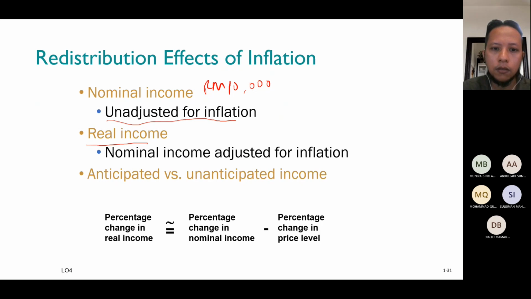So you can calculate the percentage change in real income by calculating the percentage change in nominal income minus the percentage change in price level. Then you can adjust the income level, the wages that you give, based on this figure.